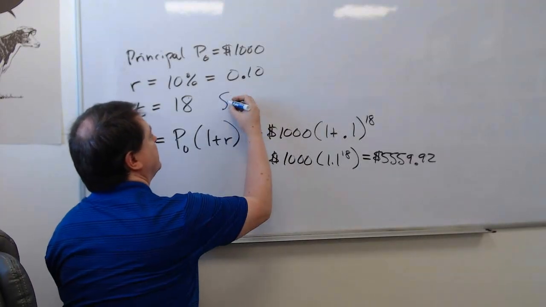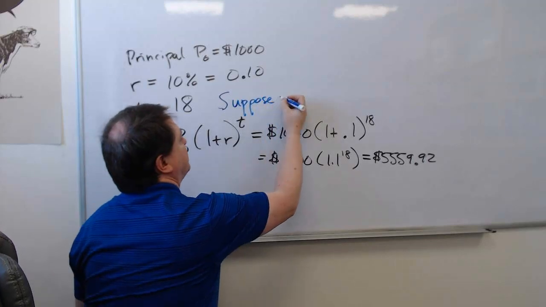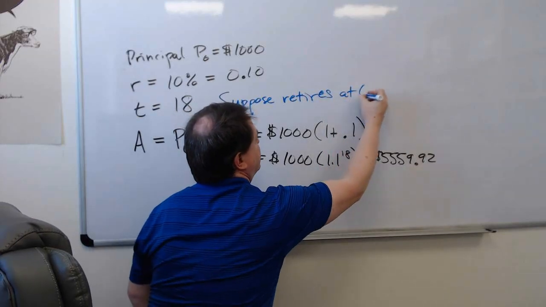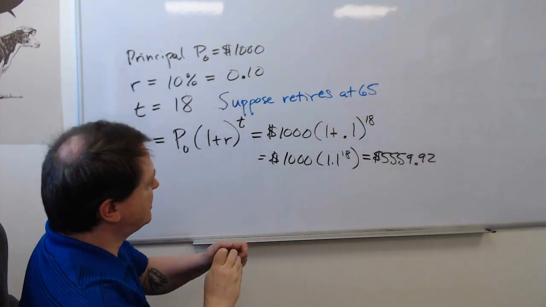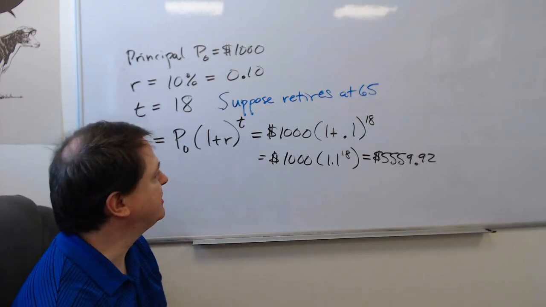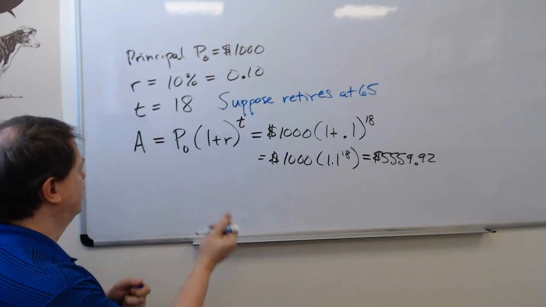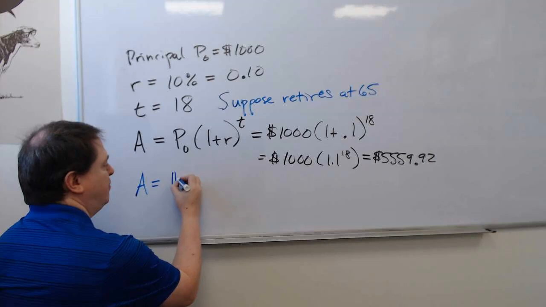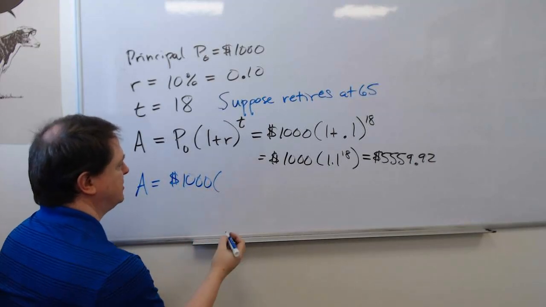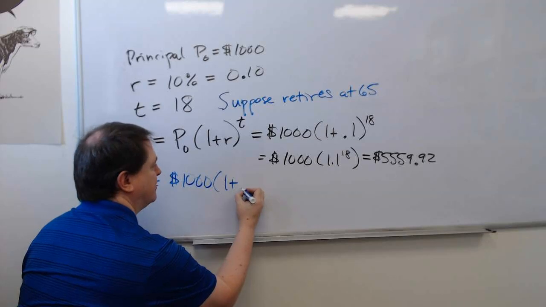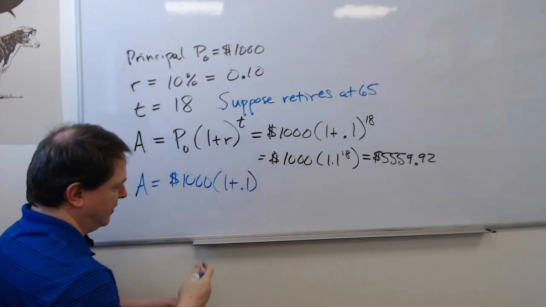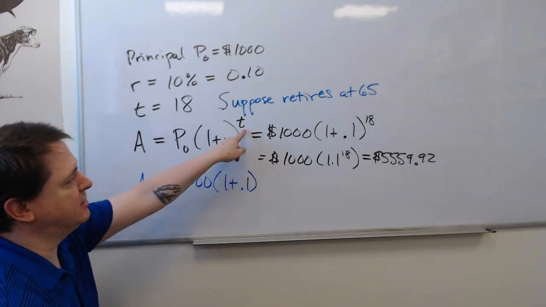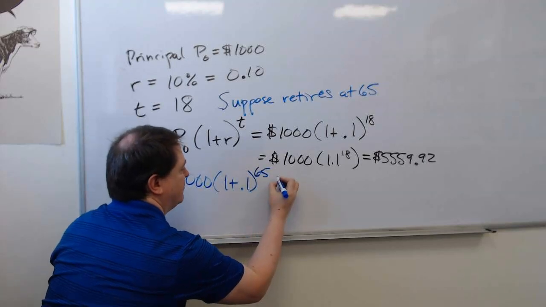So now, suppose the child retires at 65 years old. How much is that $1,000 going to be worth when they retire at 65? Okay, well, it's the same formula. I'm starting with the same principal of $1,000. I'm getting the same interest rate of 0.1, again, over long periods of time with this. And my T here is the only thing that changes. It's now going to be over 65 years.